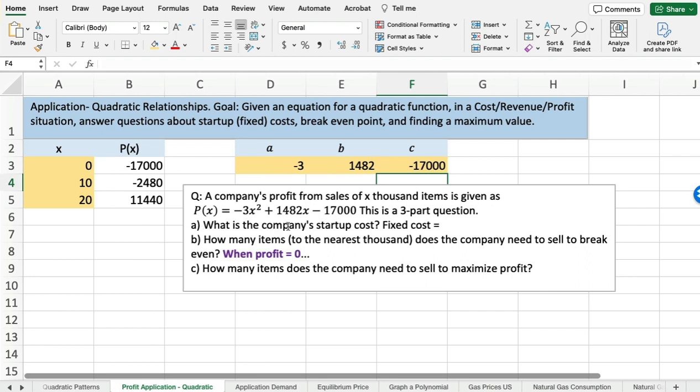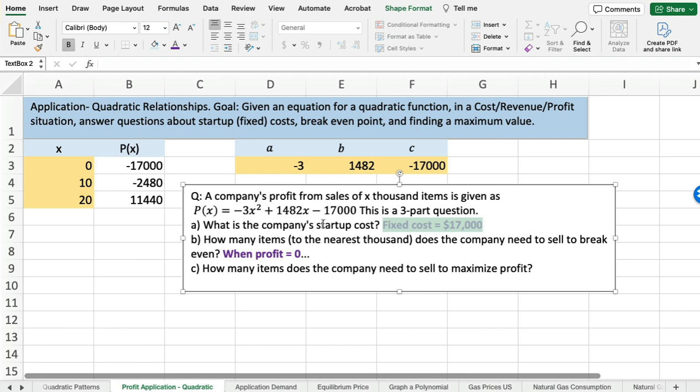So when it says what is the company's startup cost, honestly, if we had a graph, we could see it as the y-intercept, but it's just the value of C taken as a positive number. So the answer to that is just 17,000. Sometimes math questions are just designed for you to look at the information that's given and interpret it, because it may just be given to you right in the problem. And in this case, it is. The company's startup cost is right in the equation. There's nothing that we have to calculate.